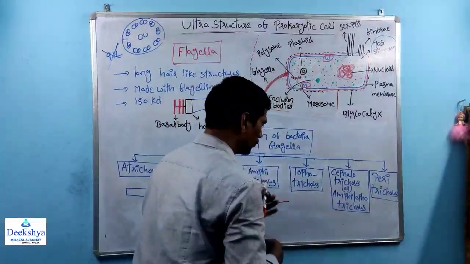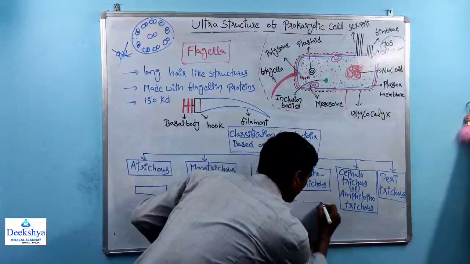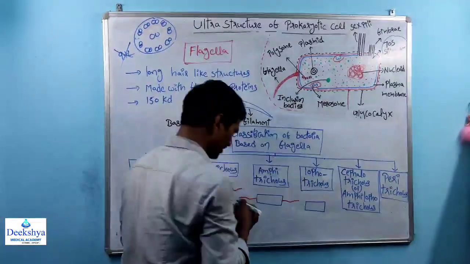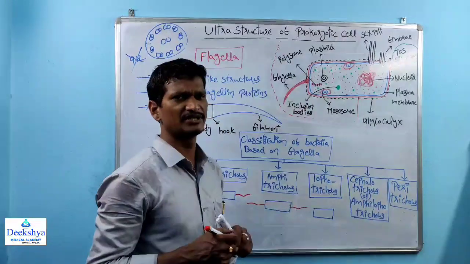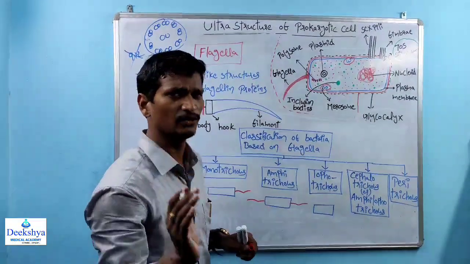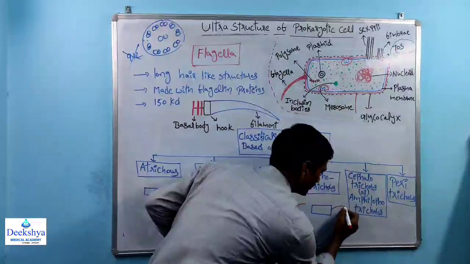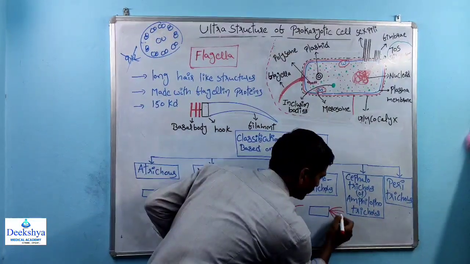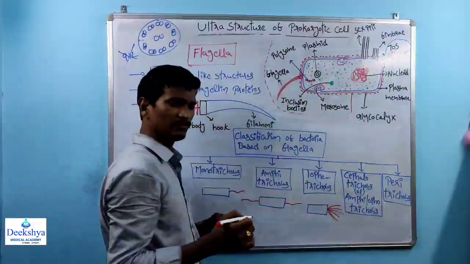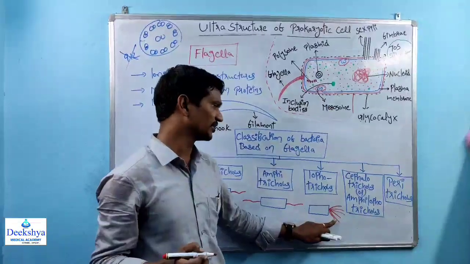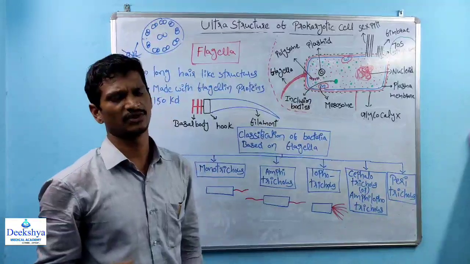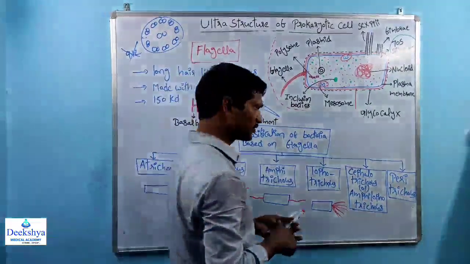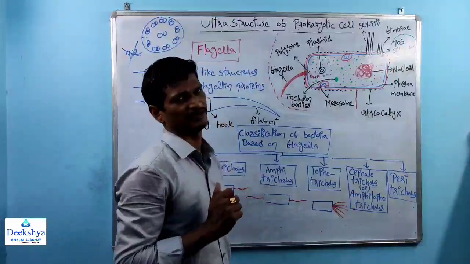Lophotrichous indicates bacteria that contain a bunch of flagella at one end only. That bacteria contains a group of flagella at one end only. That kind of bacteria are called lophotrichous bacteria.